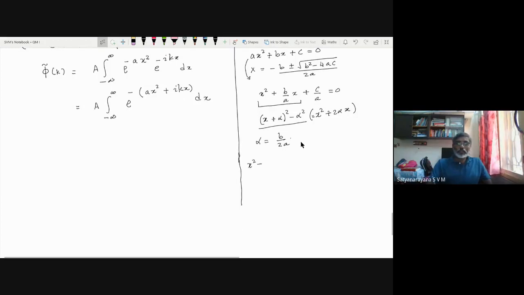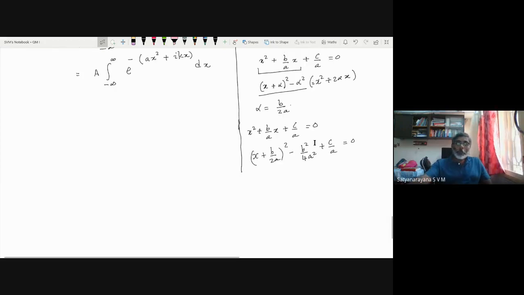I can write x square plus b by a into x plus c by a is equal to 0 as x plus b by 2a the whole square minus alpha square, that is b square by 4a square, plus c by a is equal to 0. Now I can take this part on the other side, that is x plus b by 2a whole square can be written as b square by 4a square minus c by a. Or in other words, this can be written as b square minus 4ac by 4a square.